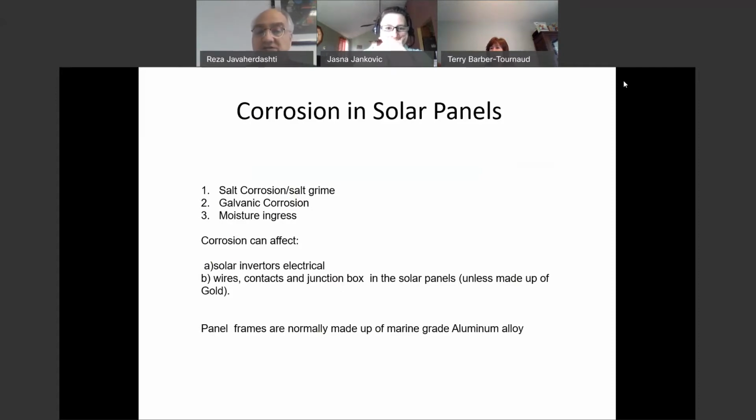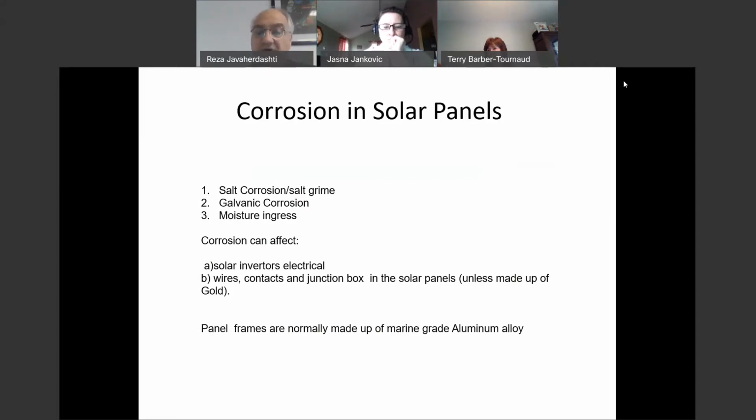Corrosion can affect wires, contacts, and junction box in the solar panels. Mind you, these electrical instruments inside the panel are made up of several metals. So it is also possible that due to ingress of moisture and basically water, you would come up with a battery, which is the underlying principle of galvanic corrosion, and then you get corrosion.